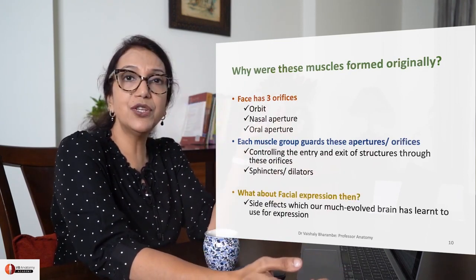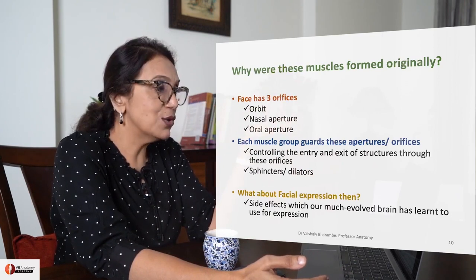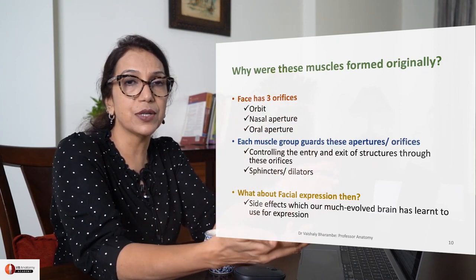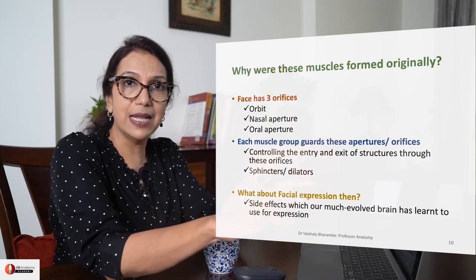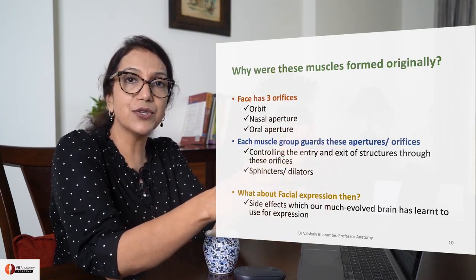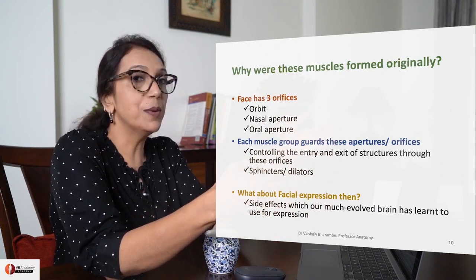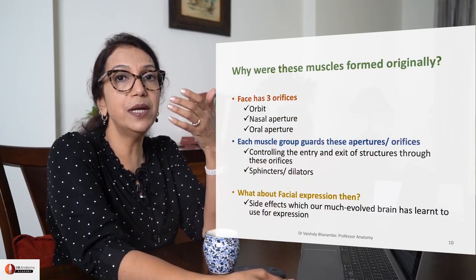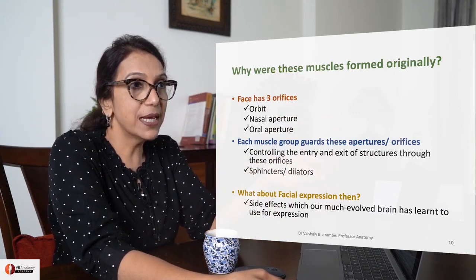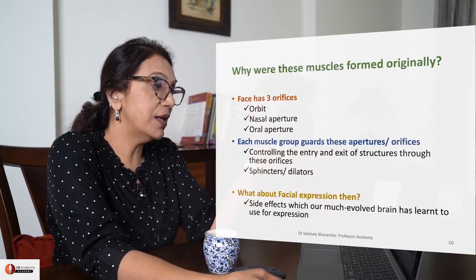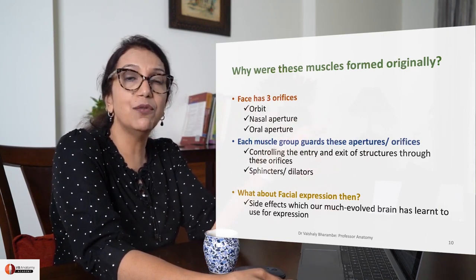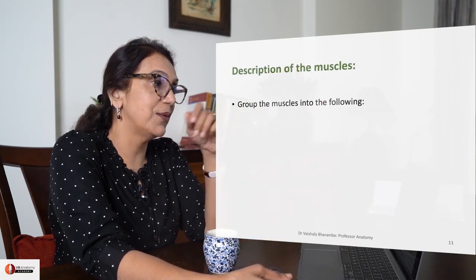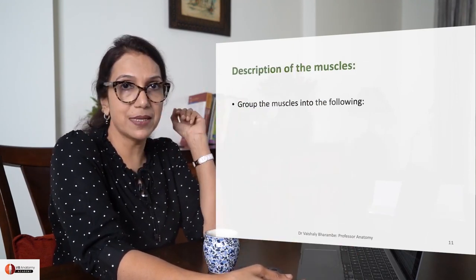Then, what about facial expression? Right. So our much evolved brain has learned to use these muscles for expression. So this slide says that muscles of facial expression are actually made for purpose of controlling the orifices of our body, face, orbit, nose and mouth. Expressions that come are developed by our much evolved brain as a side effect. Okay? Right. So let's describe these muscles.